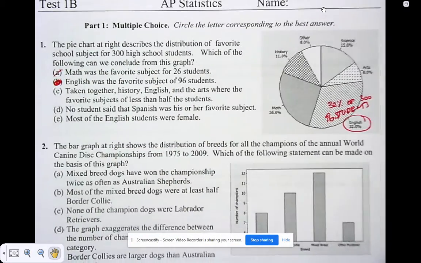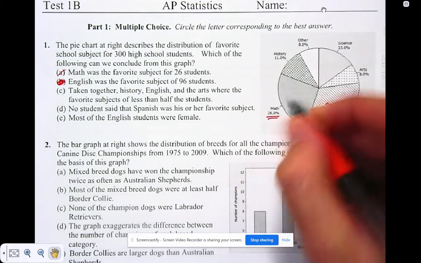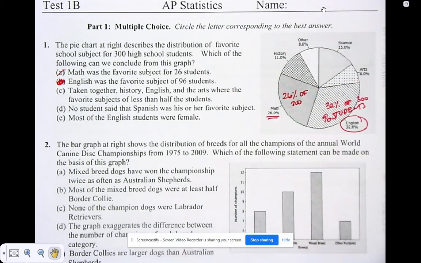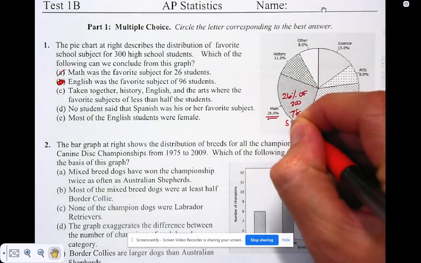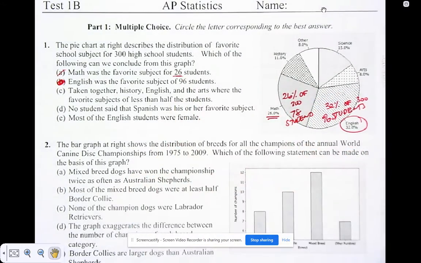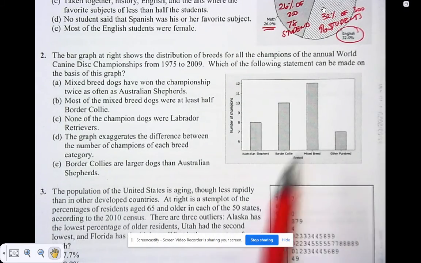So it's just a question of how to use a pie graph. Just remember, if it's talking about math here, 26% of 300, 0.26 times 300 gives you 78 students. And that's why we said this was wrong. 26 was incorrect.